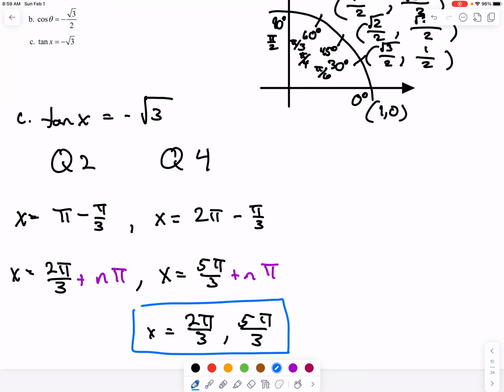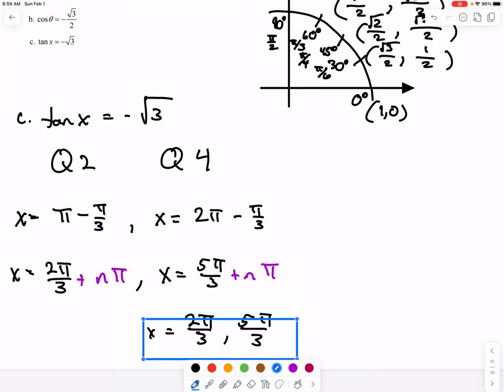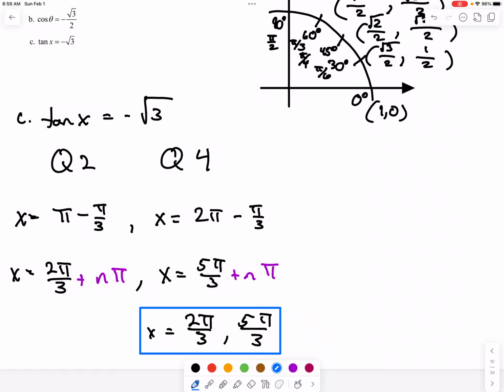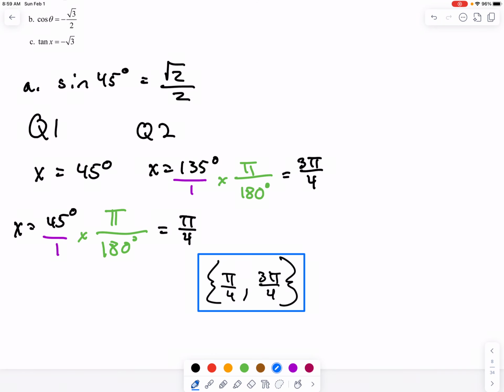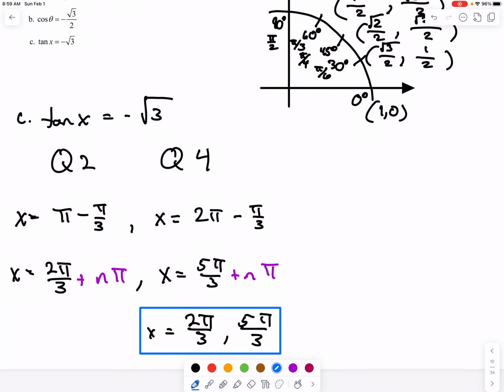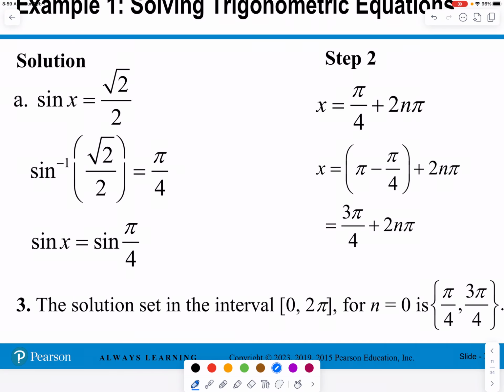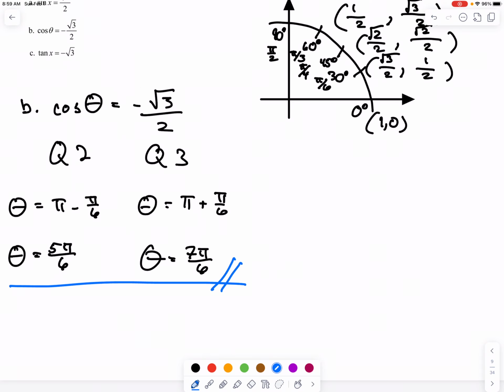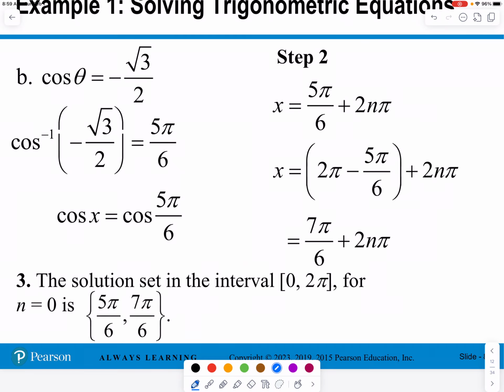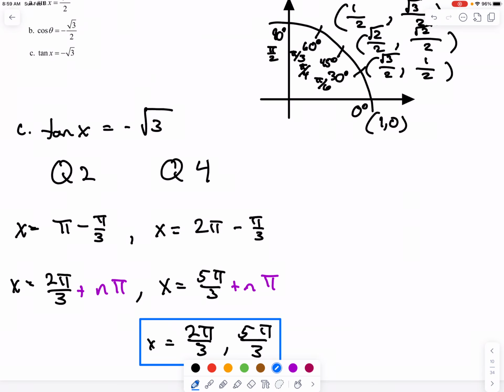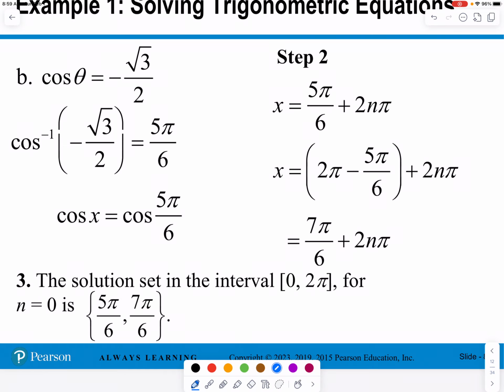Okay. So when we did it, we got these results. Now let's compare these to our prepared notes. Let's compare this to the textbook. Let me back up real quick. Pi over 4 and 3 pi over 4. I just want to check our results before we dive a little deeper. 5 pi over 6 and 7 pi over 6. And then the last one's 2 pi over 3 and 5 pi over 3.